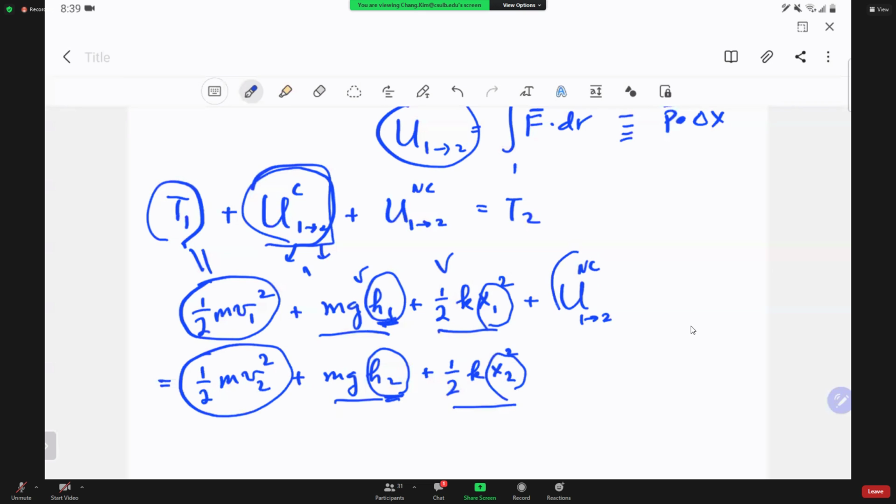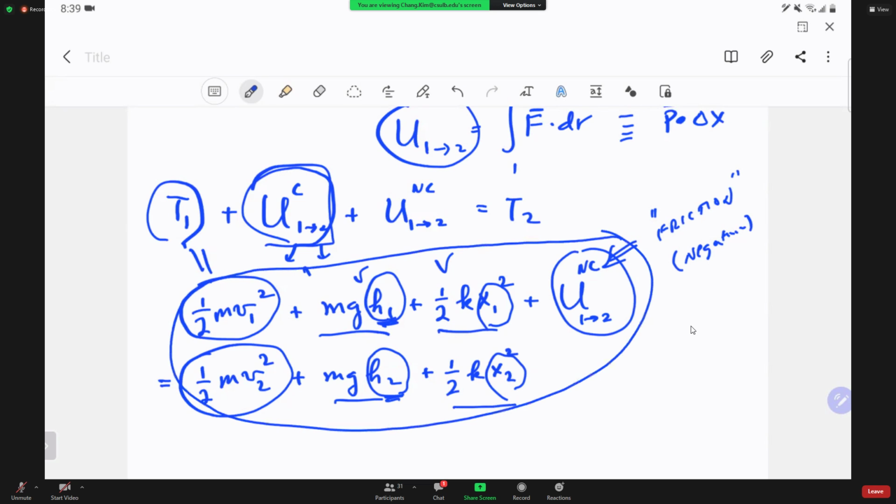Now, what is the work done by the non-conservative forces? These are generally work done by friction forces. The friction is acting against your motion, so this has a negative impact. So you just have to familiarize yourself with these concepts.